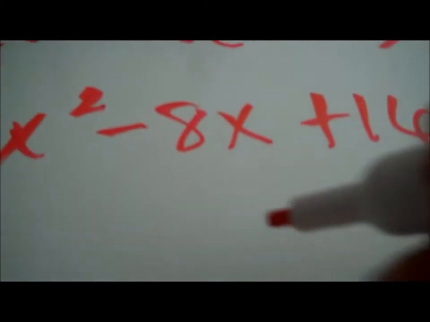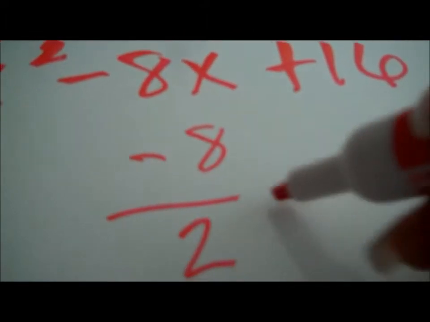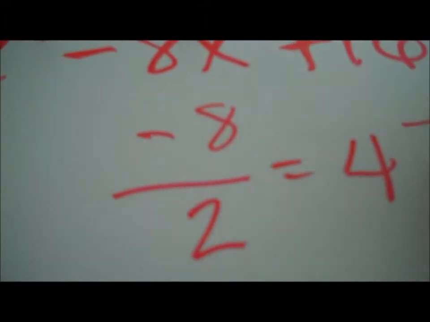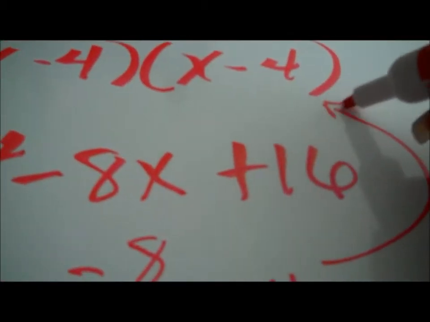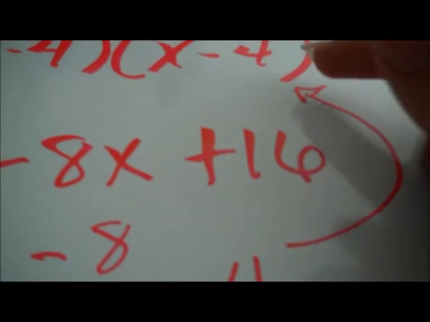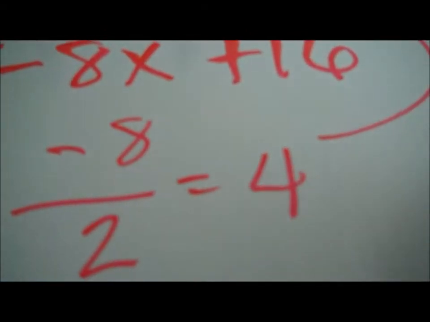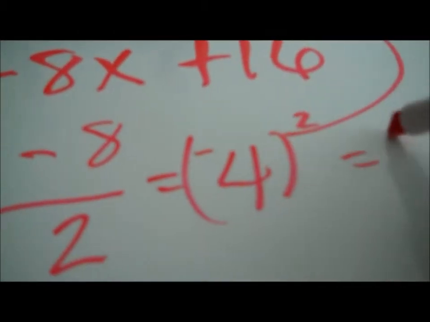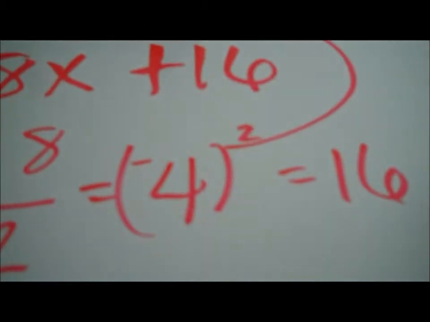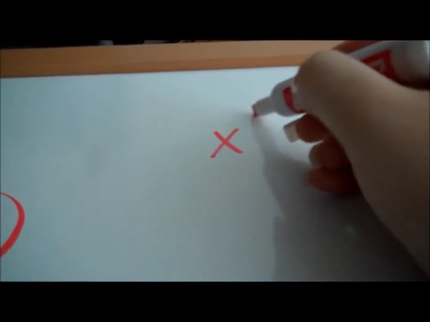Well, if we take negative 8 and we divide that by 2, we get back the 4 that we had in our original problem here. Well, how would I get from negative 4 to a positive 16? Well, then I would take the negative 4 that I got down here and I would square it to get to 16.